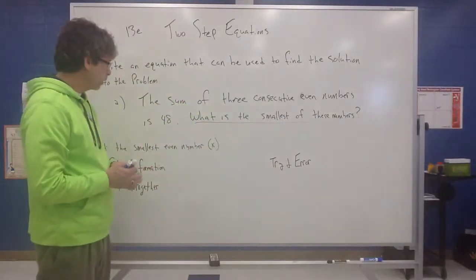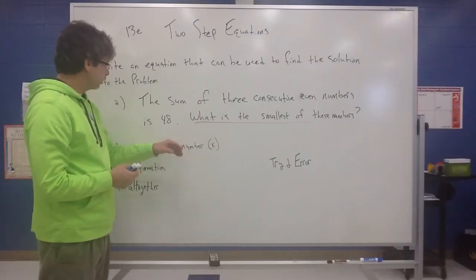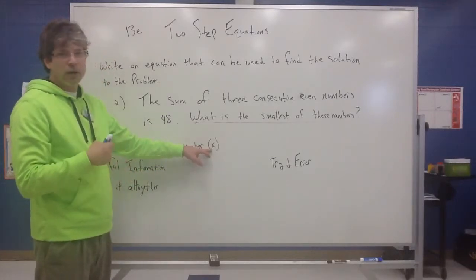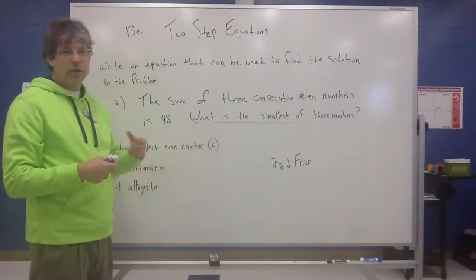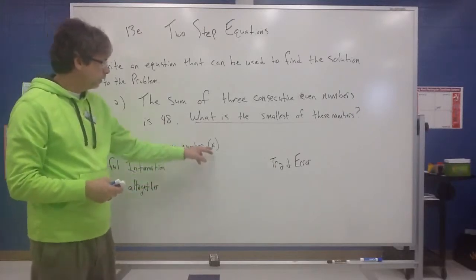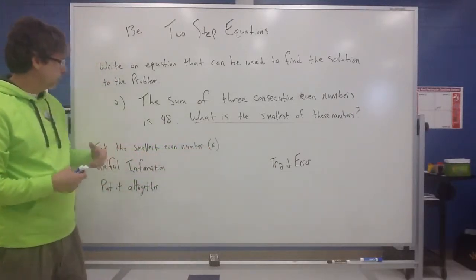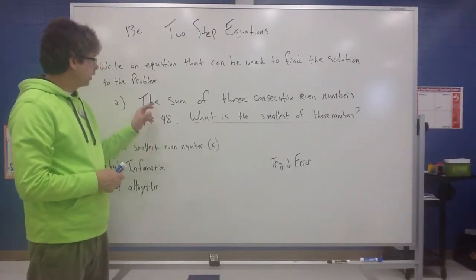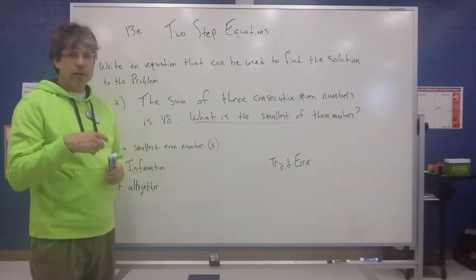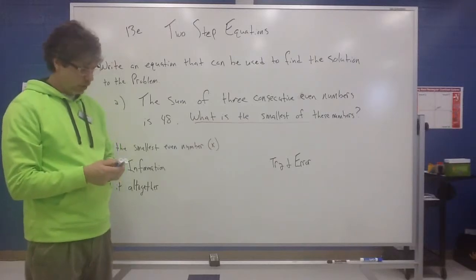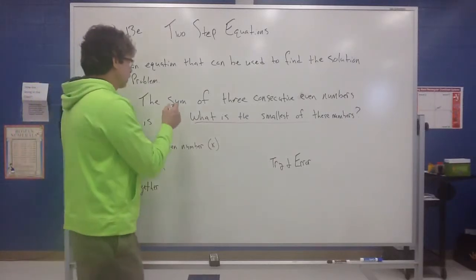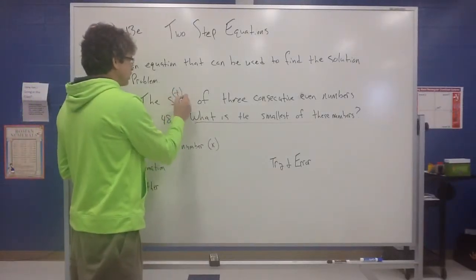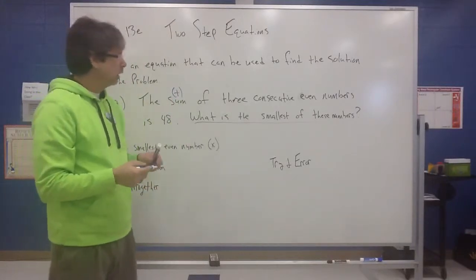So there's some vocabulary we have to pick up on. What we're looking for is the smallest even number, and since we're looking for that, I'm going to label that x, so I don't have to keep on writing all that out every time. So x is going to represent the smallest even number. Some things we've got to pick up on is, first off, the word sum. The sum of three consecutive even numbers. Don't forget the word sum implies addition. So I may want to make a note that that implies add.